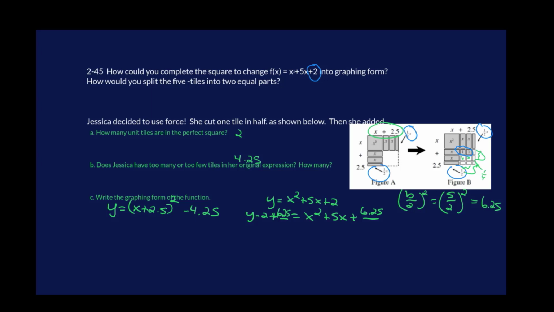6.25. Okay. And then I'm going to factor the right side. So it'll be x plus 2.5 squared. Then I'm going to combine like terms here. So that's going to be plus 4.25. And then I'm subtracting, and it gets us into graphing form.